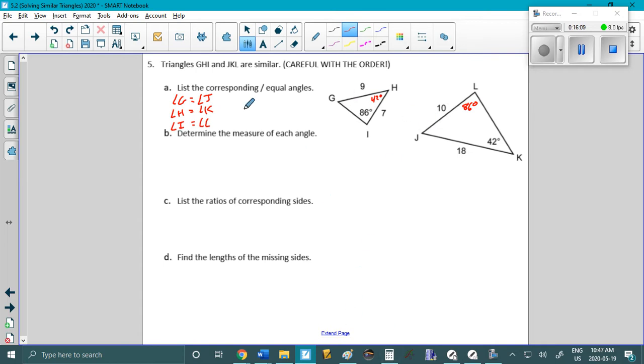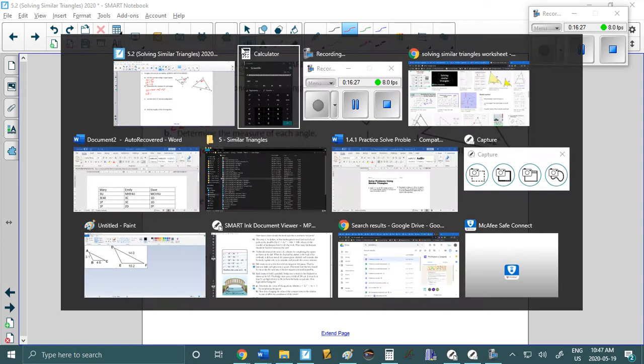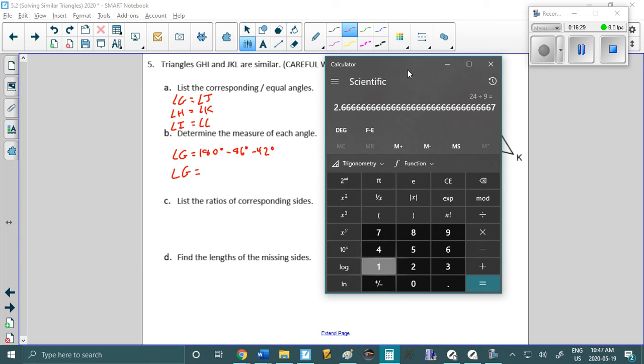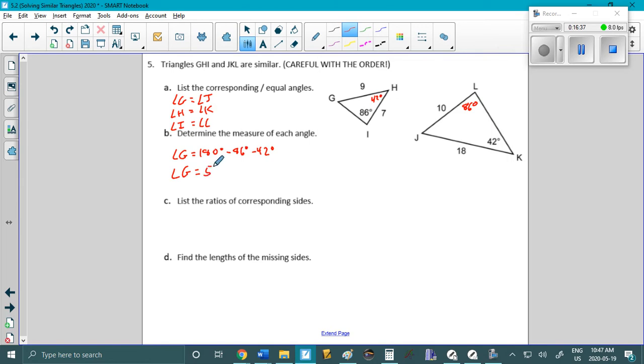Well, you may remember that the sum of the angles in any triangle is 180. So we do 180 minus 86 minus 42. And angle G is going to be 180 minus 86 minus 42, 52 degrees. And therefore, angle J is also 52 degrees.